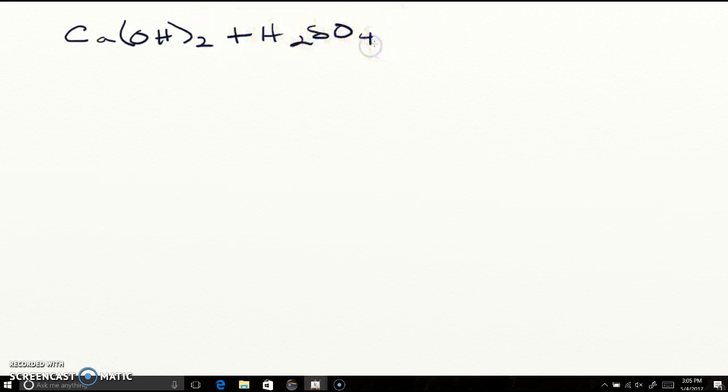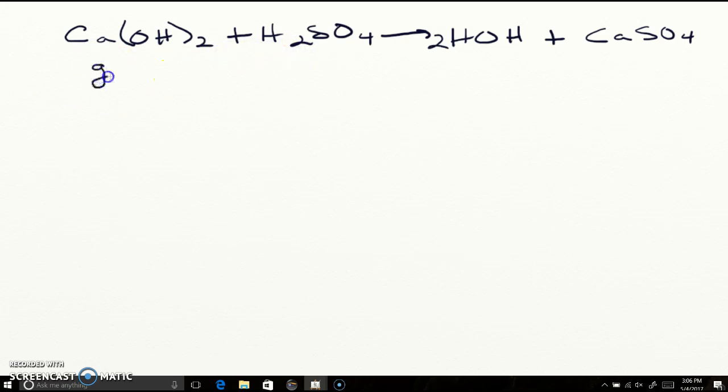Write that out. And then you always get water, HOH, and you always get a salt. In this case here, it's going to be calcium sulfate. And then balance it out. Since I have 2 hydroxides, I need to double up my water, and that should balance it for me. So it's a 1-to-1 ratio between calcium hydroxide and sulfuric acid.